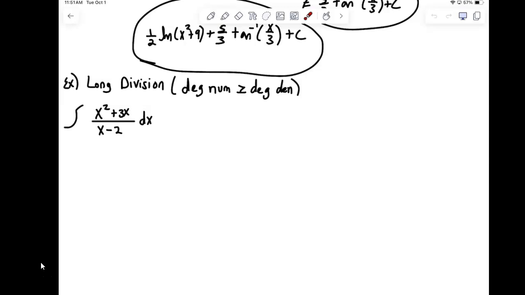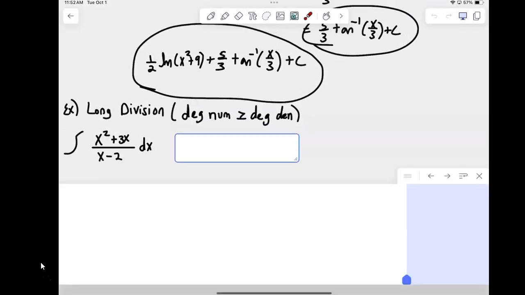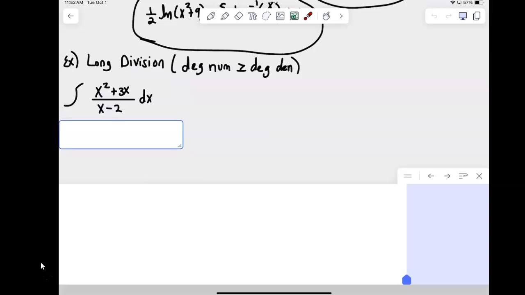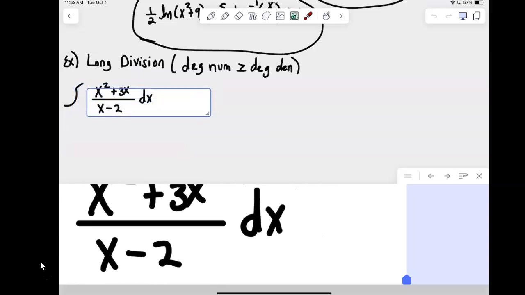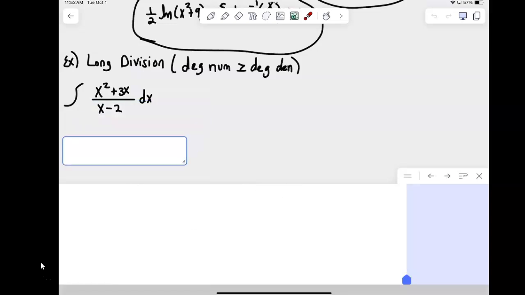All right, our ideas really could fall apart right here with letting u be x minus 2 and trying to work the problem out. We would run into a little bit of problems as far as how do we handle all the stuff that's extra and left over. So instead, we use polynomial long division to reduce this down to where the numerator has smaller degree than the denominator.